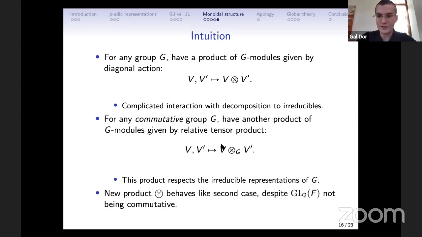And this behaves much like our new construction. This exotic symmetric monoidal structure acts very much like the second case, even though GL2F is not really commutative. So basically, a key property here, and this is something that I can show several examples of, is that if you consider the category of GL2F modules armed with this symmetric monoidal structure, then it behaves very much like you would expect from a commutative group with its relative tensor product, even though that doesn't exist here, even though the group is not commutative.